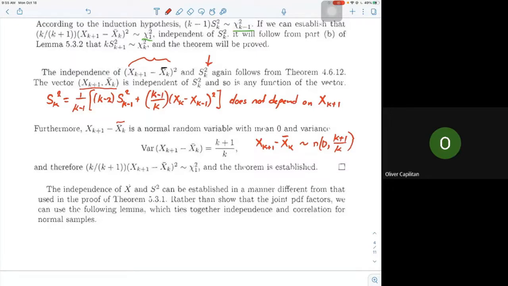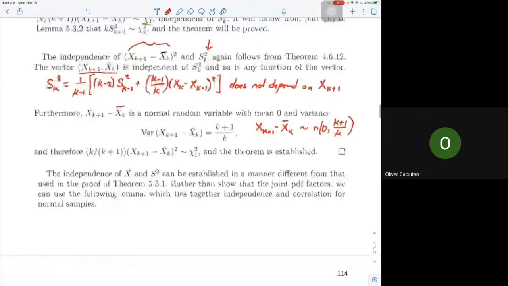So if we can show that this is true, we call this now as the scaled PDF. So we have k over k plus 1 times x sub k plus 1 minus x sub k bar, quantity square. We'll have a chi-square distribution with 1 degree of freedom.